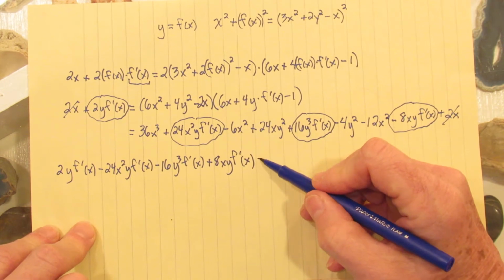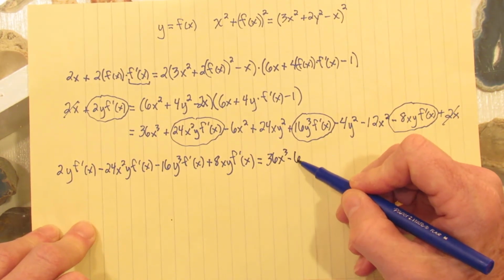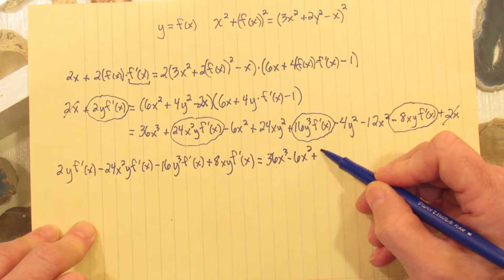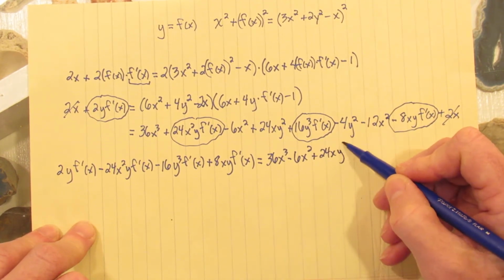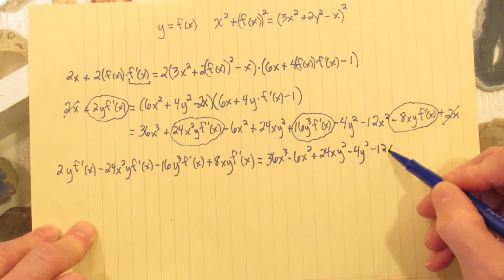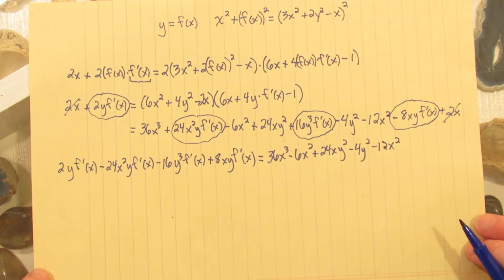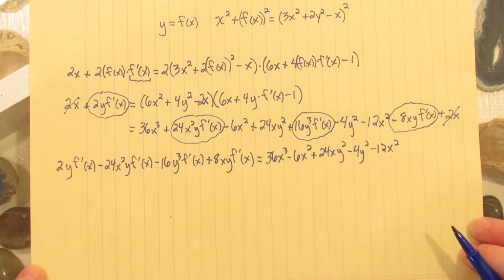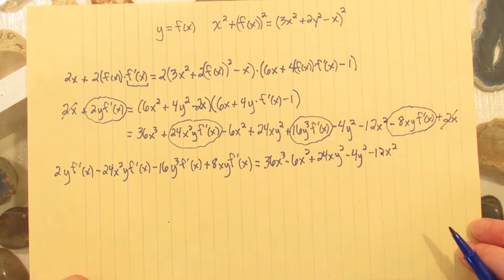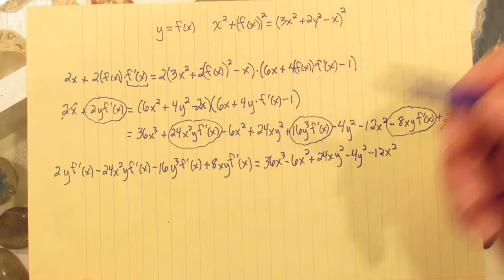Okay. So then on this side, I'm left with 36x cubed minus 6x squared plus 24xy squared minus 4y squared minus 12x squared. And those are all our terms. Apologize for my handwriting. I'm writing around the camera so that I can see what the camera is doing, so I'm not in my normal stance.